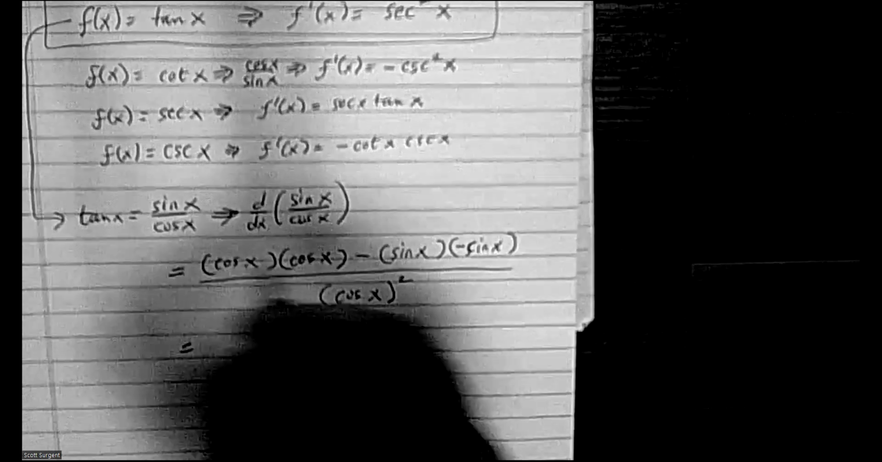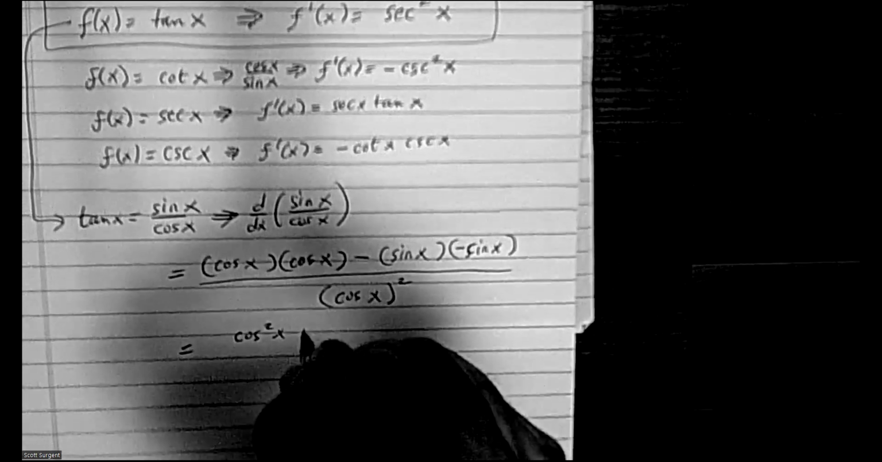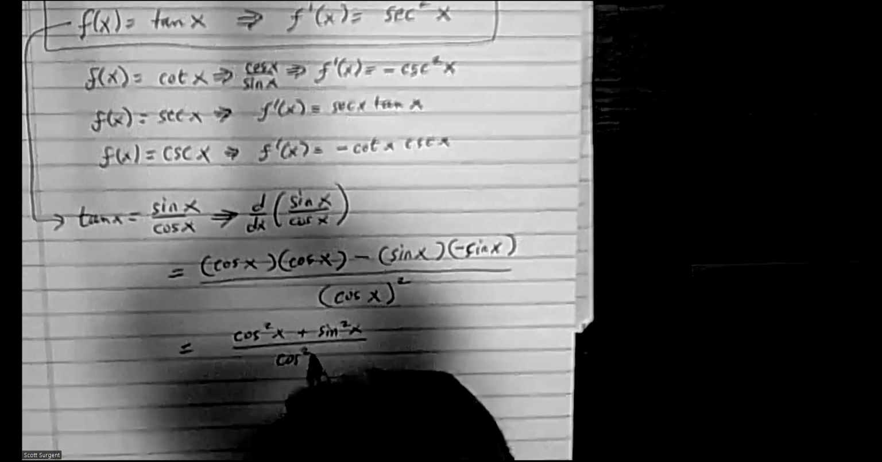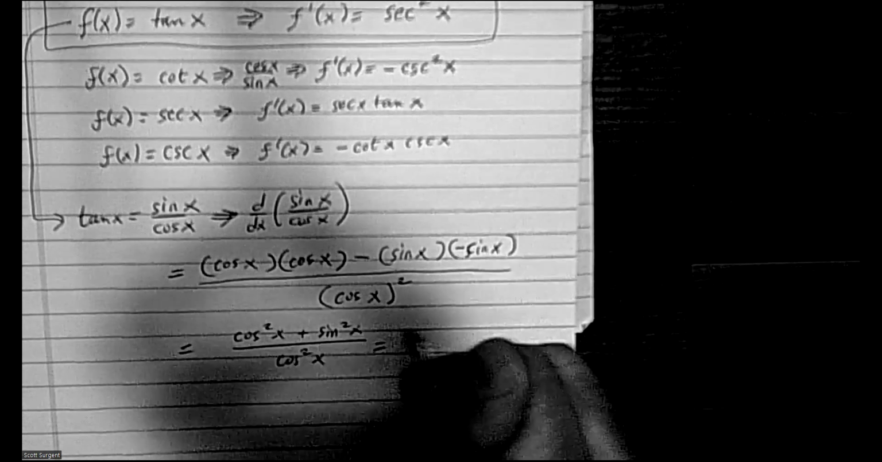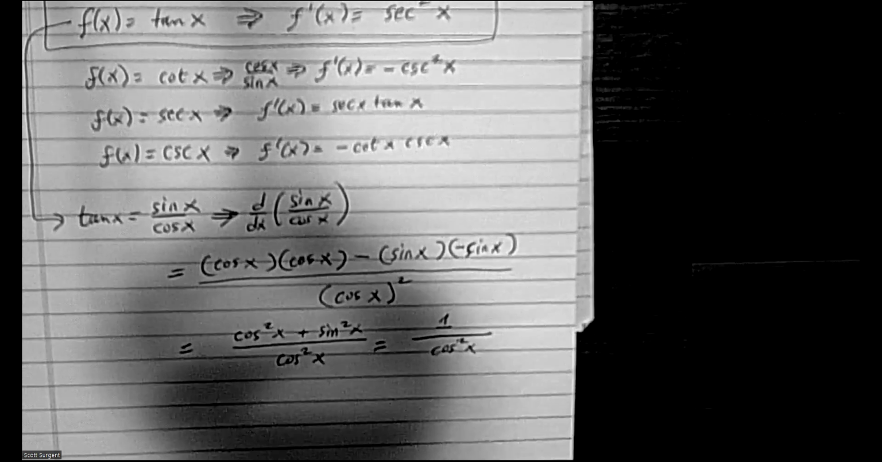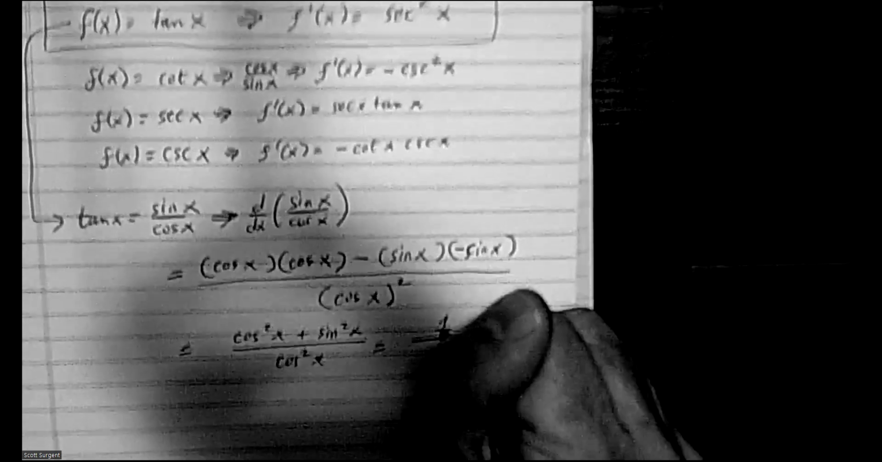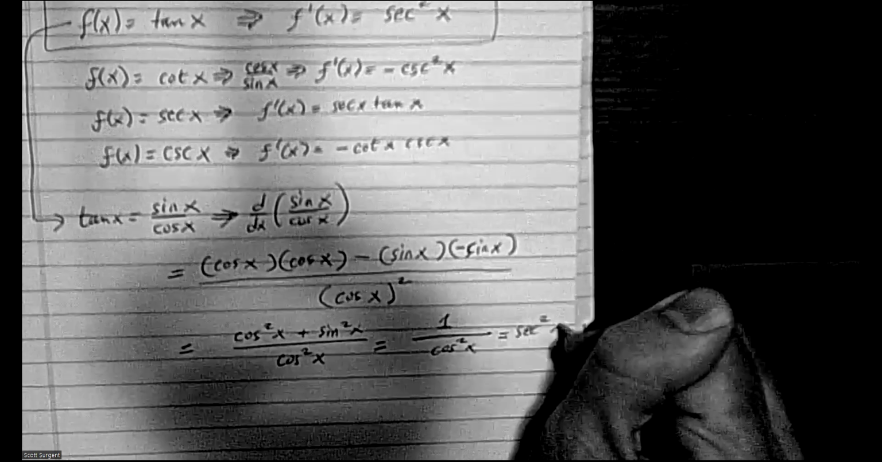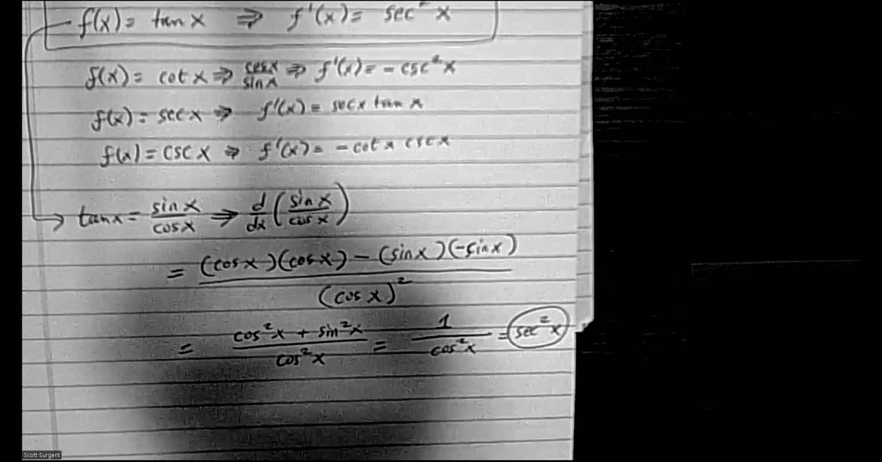If you clean that up, you've got cosine squared x plus sine squared x all over cos squared x. And the top is actually just 1 by the Pythagorean identity. So you get 1 over cos squared x. And 1 over cosine, by definition, is secant. So there you go.